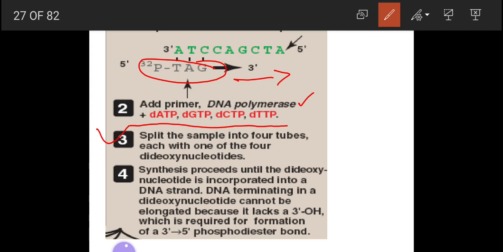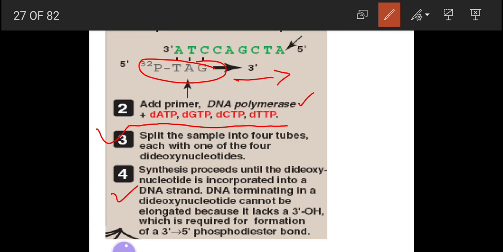4 dideoxynucleotides. We split these samples into 4 tubes, and in the first tube we will add dideoxy GTP, in the second tube we will add dideoxy ATP, in the third tube we will add dideoxy CTP, and in the fourth, dideoxy TTP is added. Synthesis proceeds until the dideoxynucleotide is incorporated into the DNA strand.